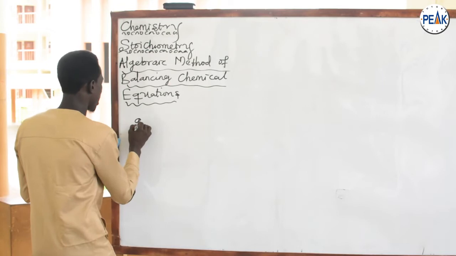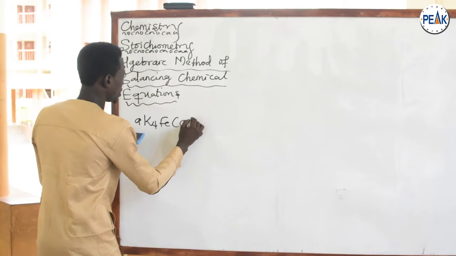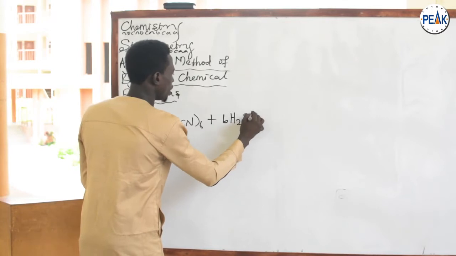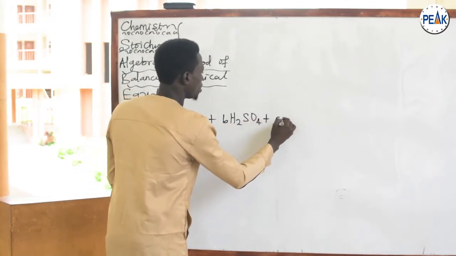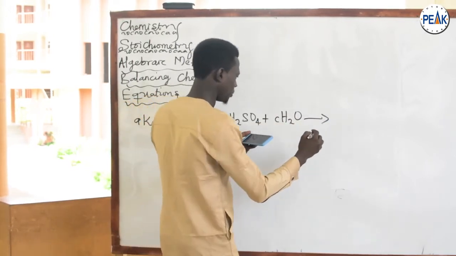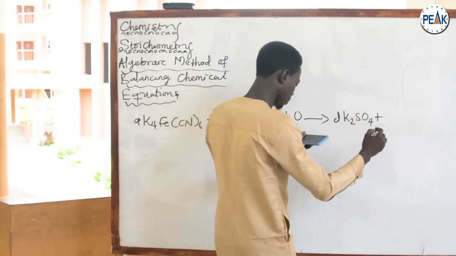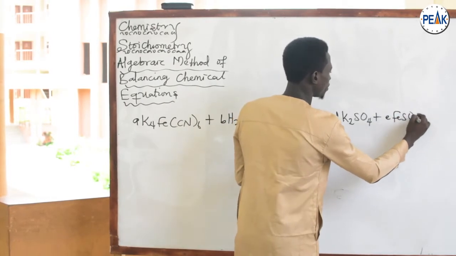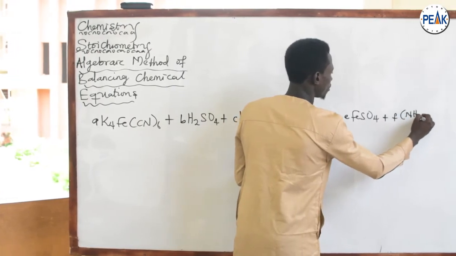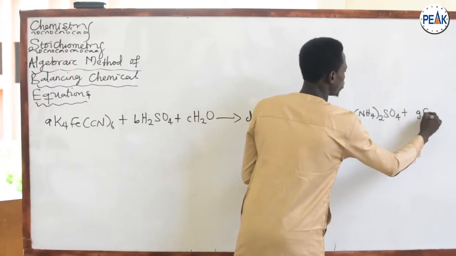I have A moles of K4FeCN6 reacting with B moles of H2SO4 reacting with C moles of H2O, giving me the product D moles of K2SO4 plus E moles of FeSO4 plus F moles of NH4 2SO4 plus G moles of CO.